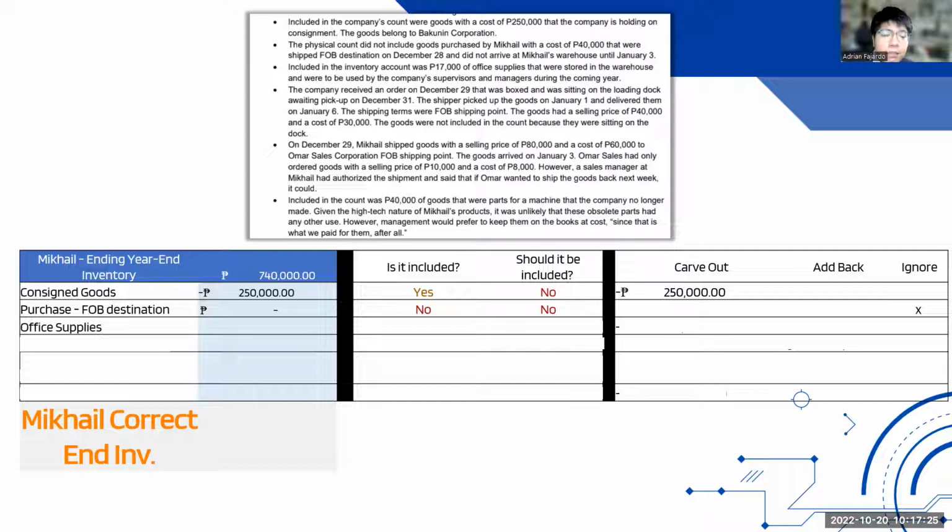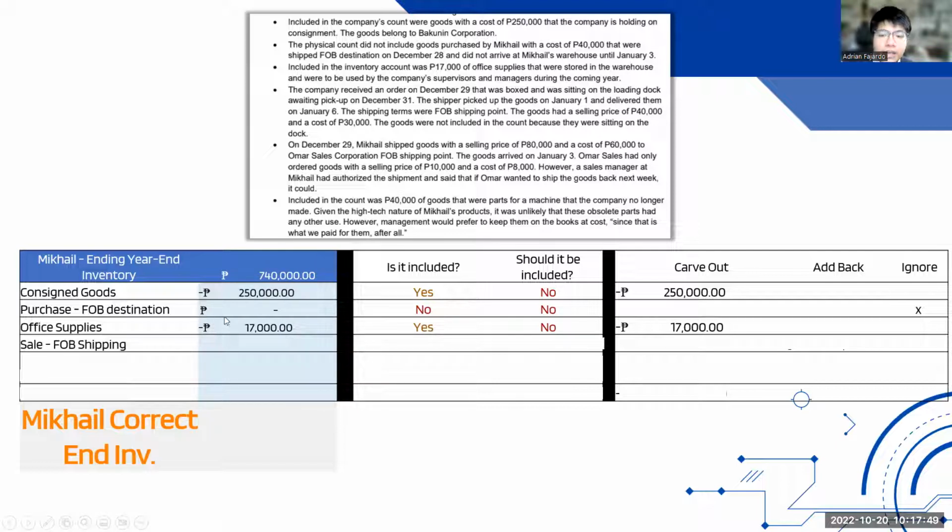Next, we have office supplies na na-include dun sa inventory card account. Should supplies be part of inventory? The answer is no. So number one, is it included? Yes, they included it in the account. But should it be included? No, right? Therefore, if it's included but it should not have been included, then we carve out. So we subtract 17,000 from the 740,000 kasi may nasamang supplies dito.